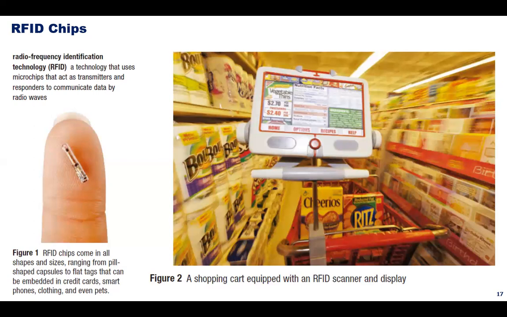Imagine if all the items in a store were enabled with RFID tags. When you push your cart through the checkout scanner, the RFID reader and tags could instantly calculate prices of all the items in your cart, which is shown here in figure 2. Here, a shopping cart equipped with an RFID scanner and display.